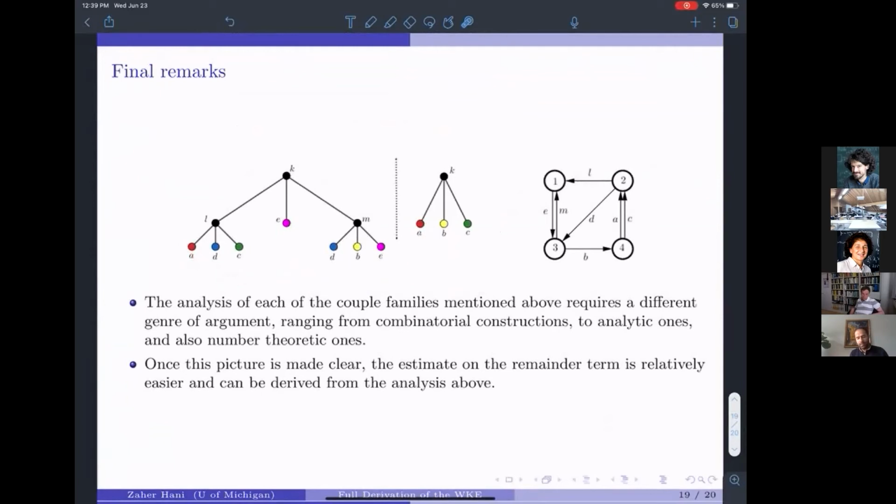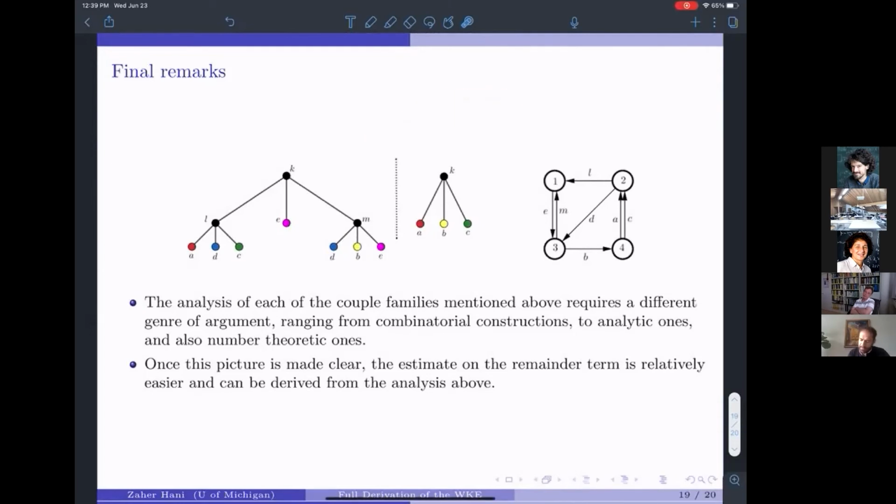Now, the reason why you need this structure of molecules is the following. The fact that the leaves of the couples are paired to each other is a very non-local property. You can have a leaf over here that is paired to another leaf very far away in the tree, or very far away in the couple. So in order to count things effectively, one needs to make this pairing structure local. And this is what the molecules do exactly.